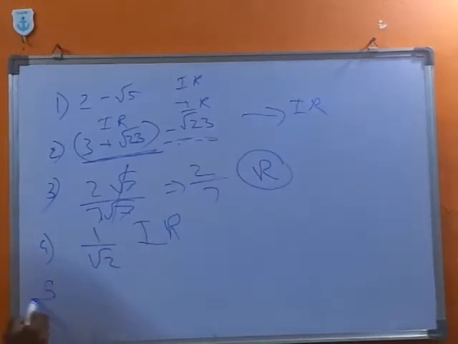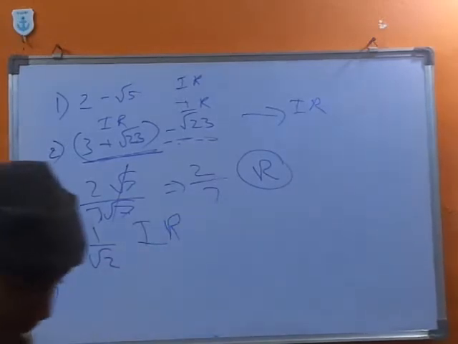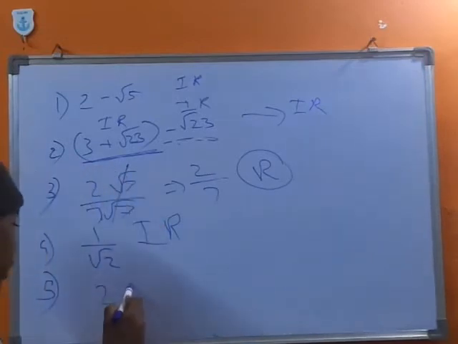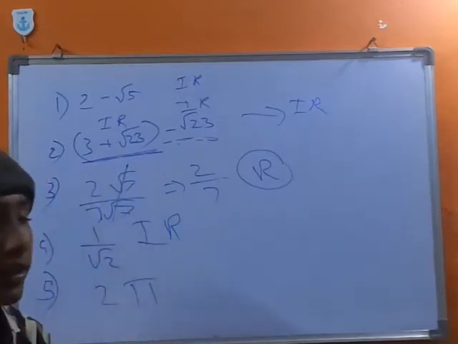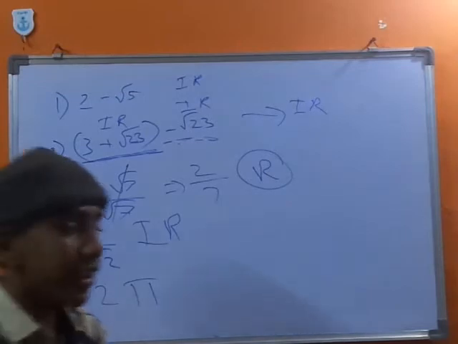And the fifth one is 2 pi. Now guess this one. Is 2 pi rational or irrational?